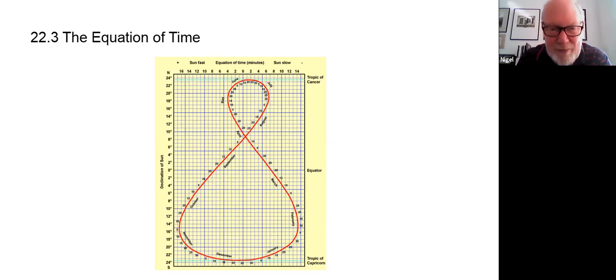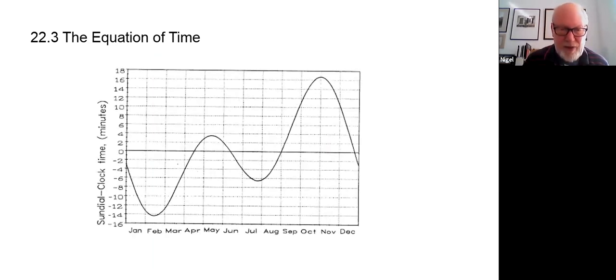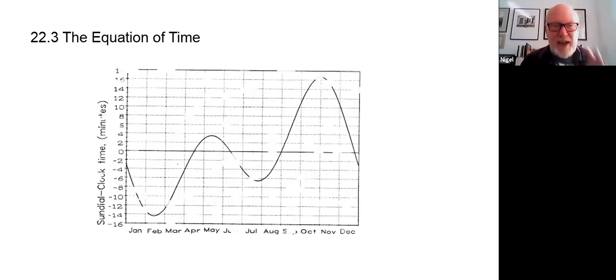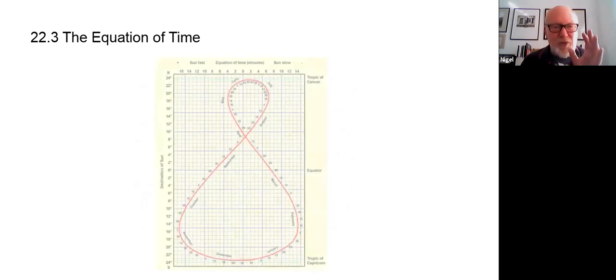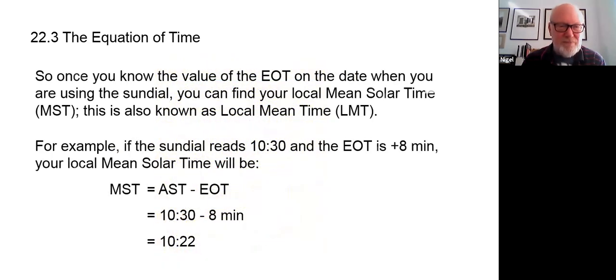So that's an analemma. That's a different version of the other, let's put that back up, equation of time graph. You could be given either of those and asked to work out the equation of time. Remember, it's a correction factor. All right, it's nothing weird, the equation of time, it's a correction factor. It allows you to work out your mean solar time from your apparent solar time.